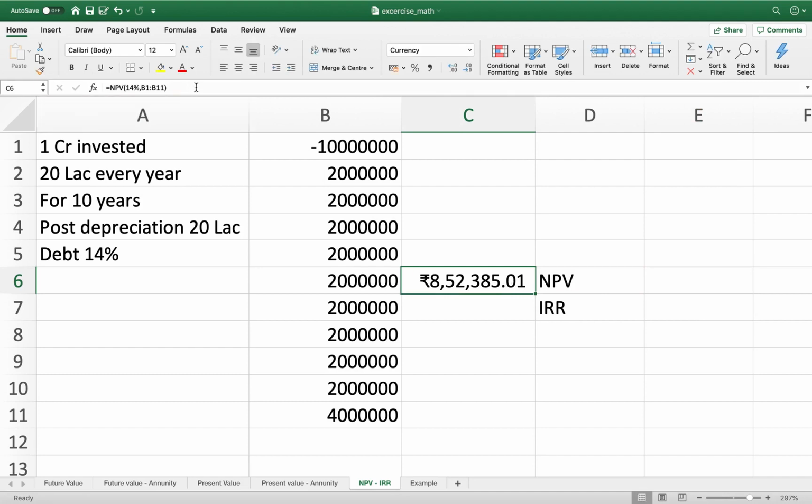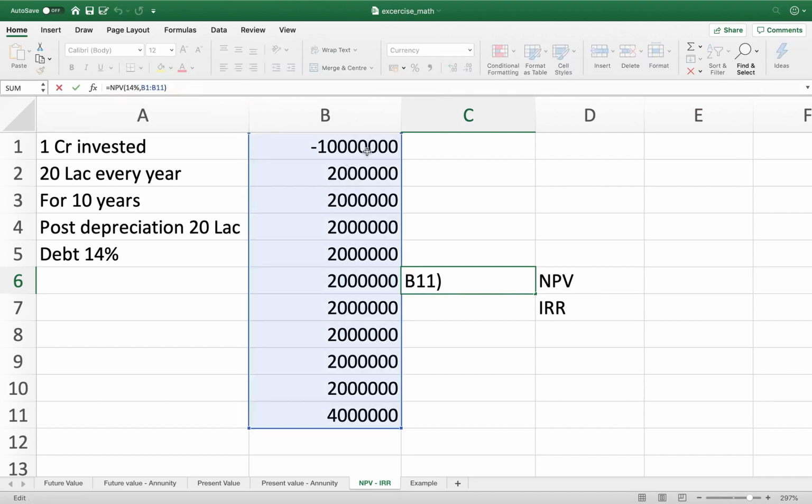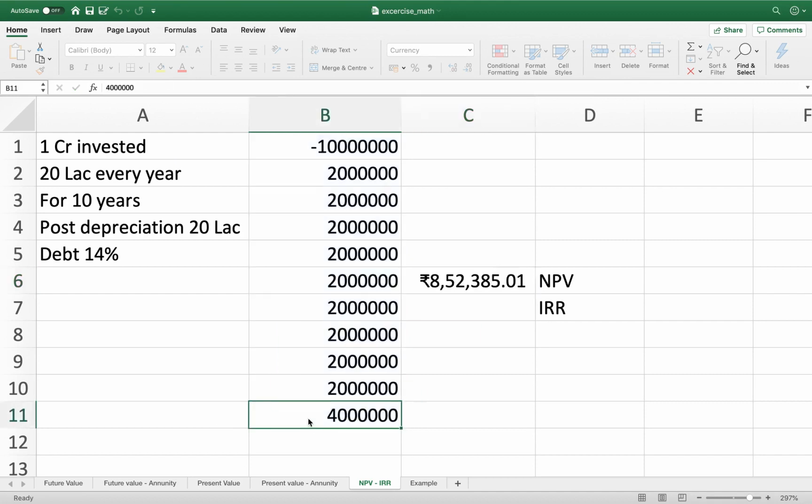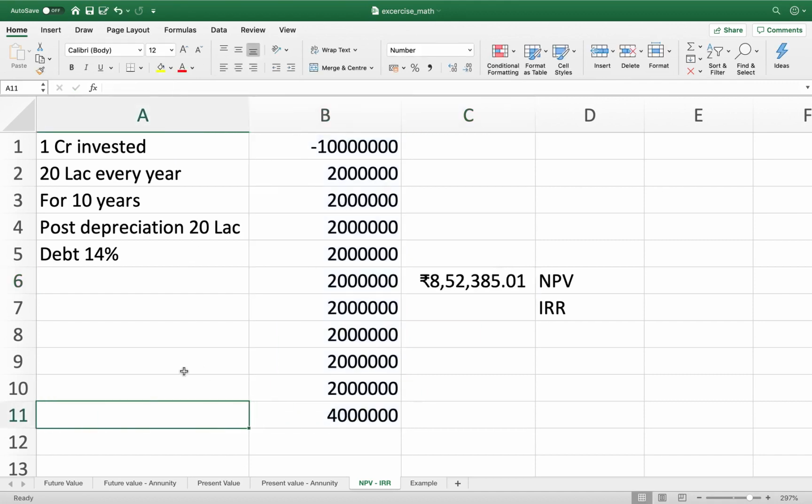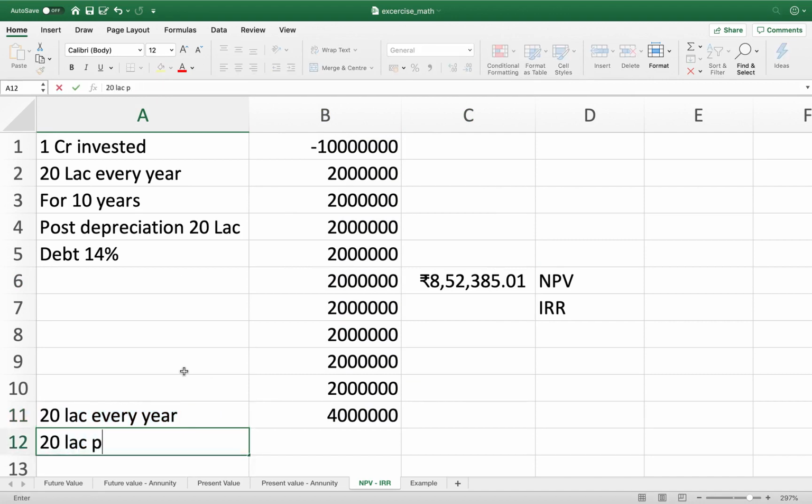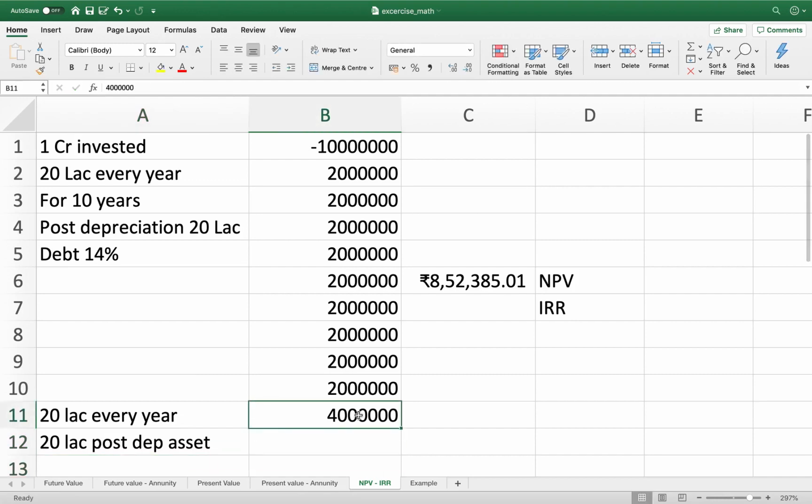Something which you have to understand here is that 1 crore rupees is the negative thing which you have invested in the very beginning. That's how you have to take it. 14% is the debt at which you have borrowed. 20 lakh every year you are getting. And finally, in the last year, you are getting 40 lakh rupee. Why are you getting 40 lakh rupee? Because 20 lakh is something which you get every year, and 20 lakh is the post-depreciation asset value. So you get at the end of the day 40 lakh rupee.